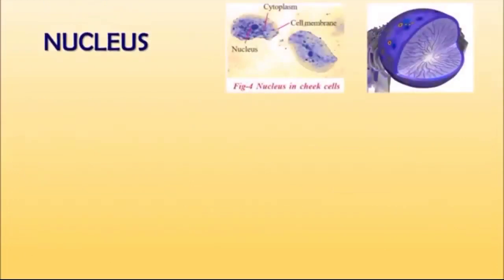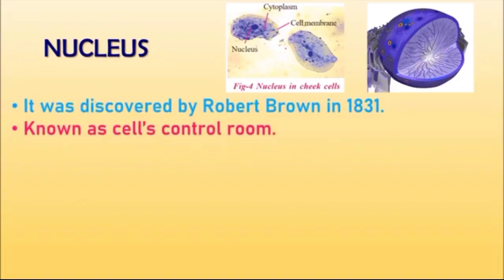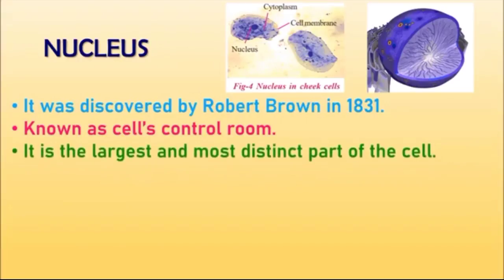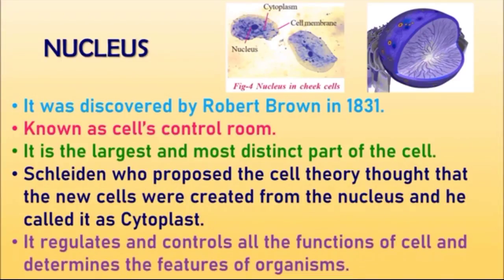And the next one is nucleus. This is the most important cell organelle discovered by Robert Brown in 1831. It is also known as the cell's control room. It is the largest and most distinct part of the cell. Schleiden, who proposed the cell theory, thought that the new cells were created from the nucleus and he called it cytoblast. It regulates and controls all the functions of the cell and determines the features of organisms.